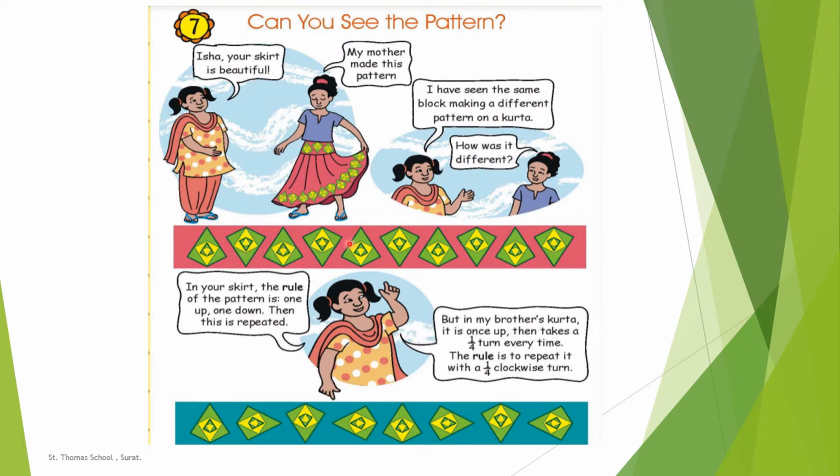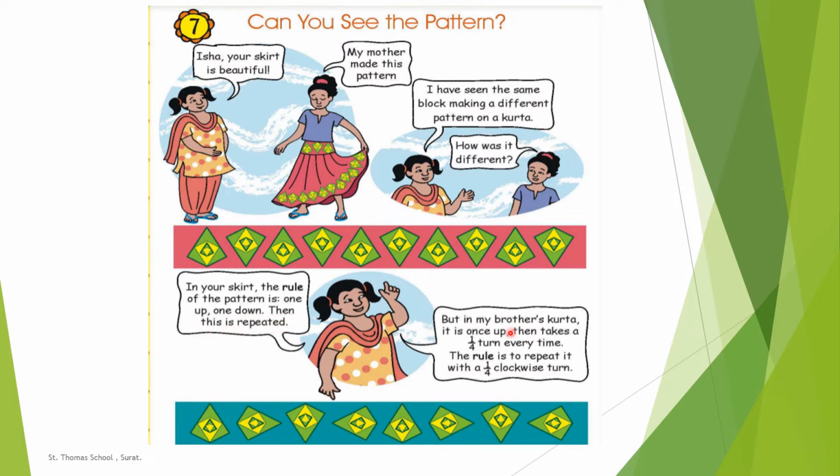The first pattern you can see, and the next it is upside down. The next one is like this, upside down. Then again it is like the original shape. Then again it is upside down. So you can see the rule of the pattern. In your skirt the rule of the pattern is one up and one down. Then this is repeated. You can see one is up, one is down, one is up, one is down. Like this the pattern is going on.